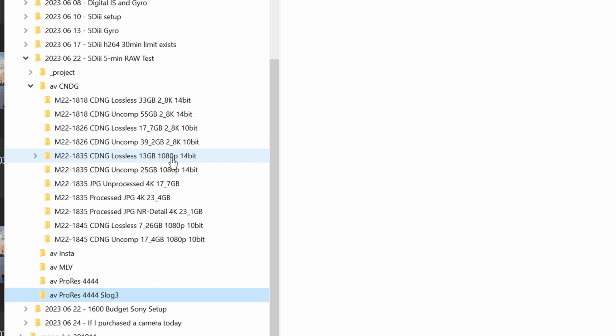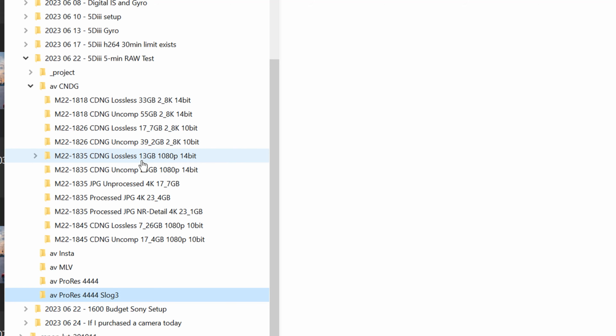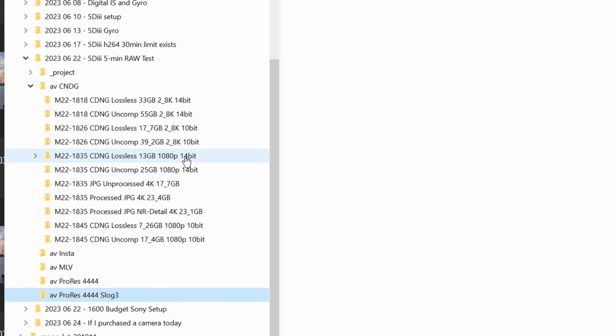And so then what I did was I did 1080p raw, which gave me the full sensor field of view. For about 5 minutes, 14-bit raw, I got about a 13 gig file, significantly smaller. And then if it was Cinema DNG uncompressed, it was about 25 gigs. So depending on what resolution you record at, the file sizes will be appropriately different. But the question now is 1080p raw versus 2.8K raw 14-bit: 13 gigs versus 33 gigs, less than half the file size. So that's definitely something to consider.